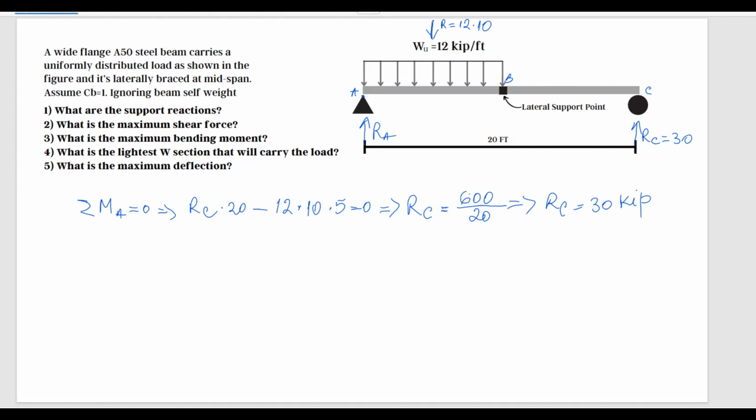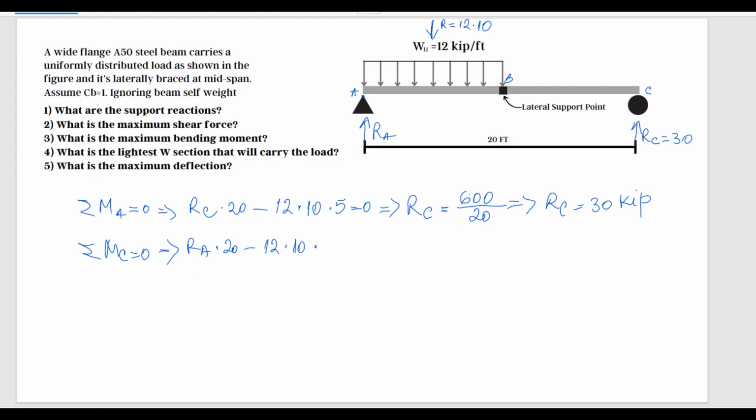Next, we can do sum of forces in the y direction, but I always like to take sum of moments at point C equal to 0. So we are going to have RA multiplied by the arm, which is 20 feet. RA goes in the clockwise direction, and we chose it as positive. We don't have any other force in the clockwise direction. Next, the uniform load is going to be minus the resultant, which is 12 multiplied by 10.